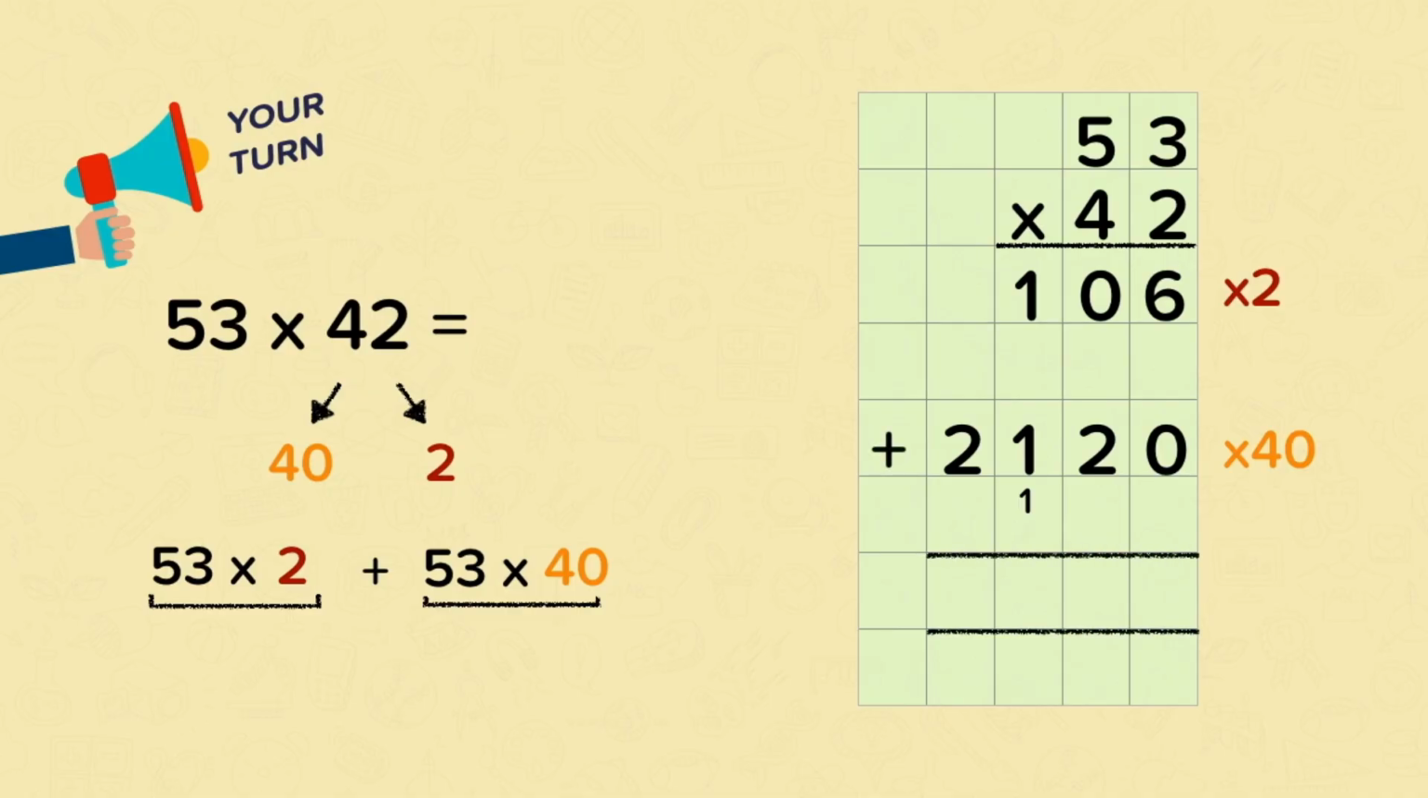Finally, you should have added these two numbers together. 6 add 0 equals 6. 0 add 2 equals 2. 1 add 1 equals 2. There is nothing to add to the thousands too. So well done if you worked out that 53 times 42 is 2,226.